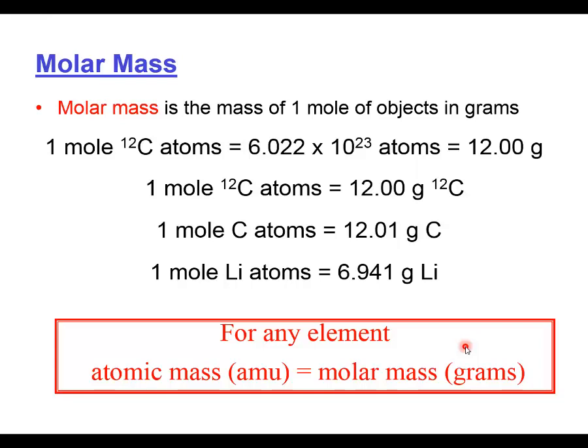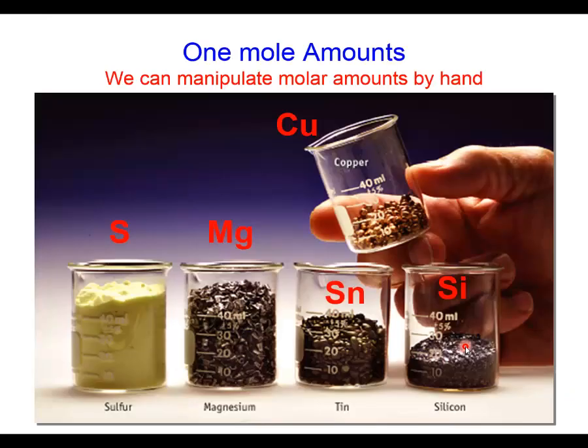Now, the reason that it's very useful to work with mole quantities is that I can weigh the grams out in the lab. For example, if I have a mole of sulfur, well, then I'm going to have about 32 grams of sulfur, and it would fill a 50 ml beaker up to about this height to weigh it in the lab. Now, a mole of magnesium would be about 24.3 grams per mole, and it would fill a beaker about this full.